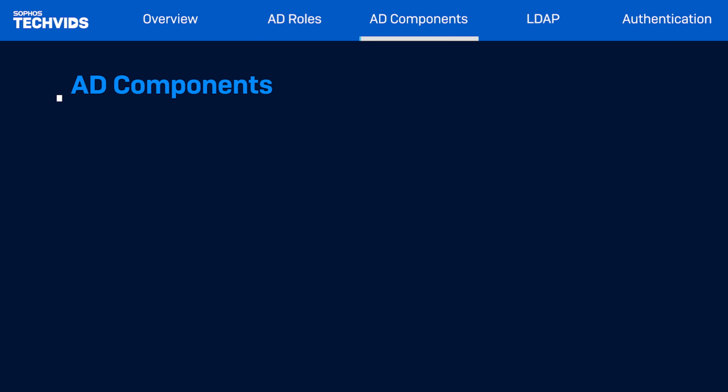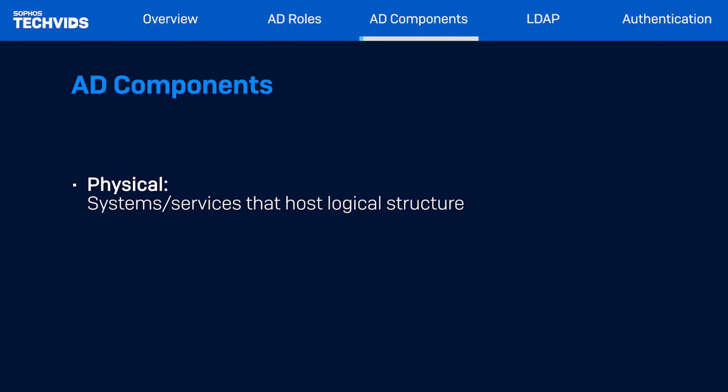Next, we'll discuss the components of Active Directory. AD has physical and logical components. The physical components consist of systems and services that host the logical structure. This is a key concept that will allow you to better understand the way the information is organized in Active Directory. Meanwhile, the logical structure includes elements like forests, trees, domains, and more, which we'll discuss later.